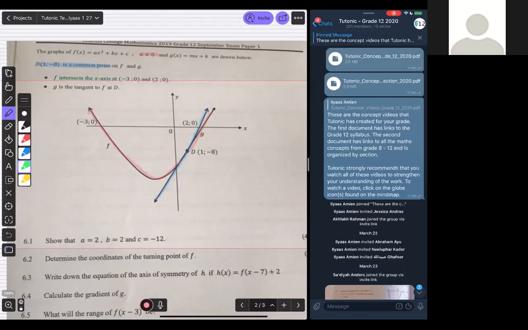So basically F intersects the x-axis at -3 and 2, so that's the x-intercept. That automatically means that y is 0 over here. You can solve for that. G is a tangent. So what do we know about tangents and parabolas? Anybody want to give me something?